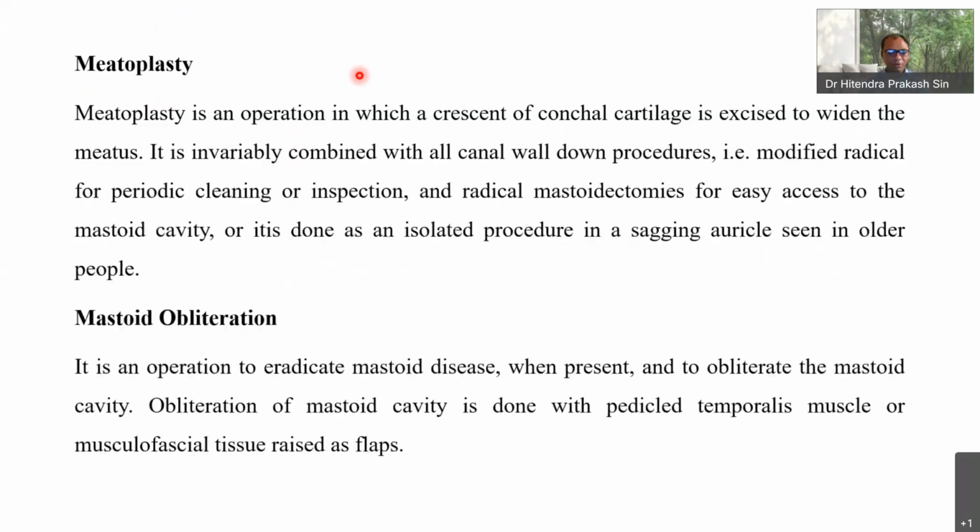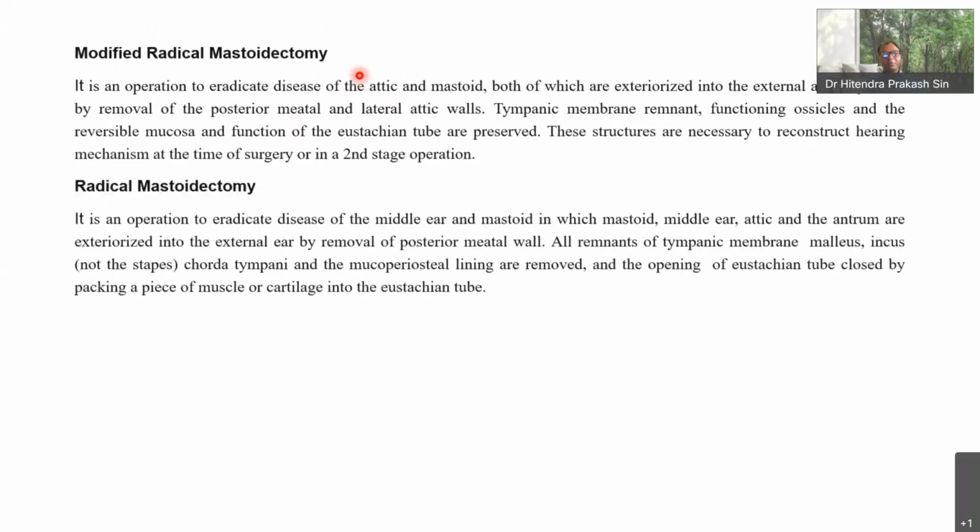Now, one more thing, modified radical mastectomy has two variants: canal wall up and canal wall down. In canal wall up, we do not remove the posterior canal wall completely. We just try to remove the disease and preserve the posterior meatal wall. And in canal wall down, as I've written, we remove the whole of the posterior meatal wall. But in canal wall up surgery, the chances of recurrence are very high. So that is not the preferred mode of surgery.